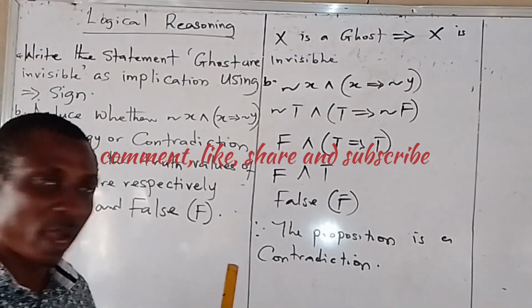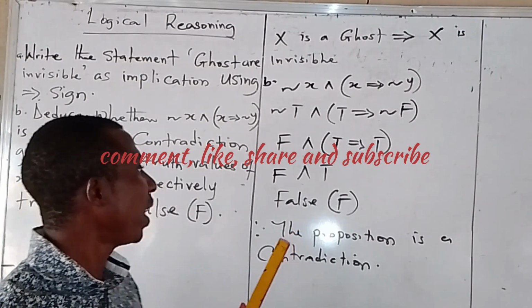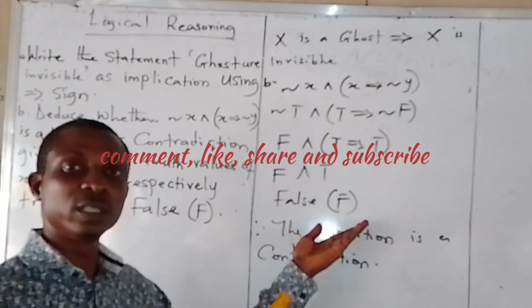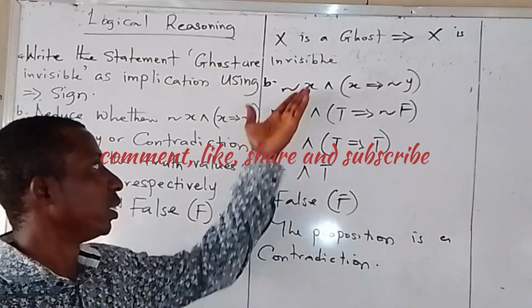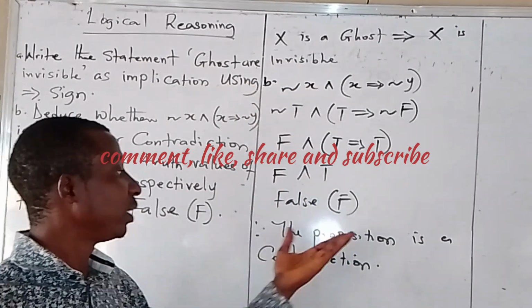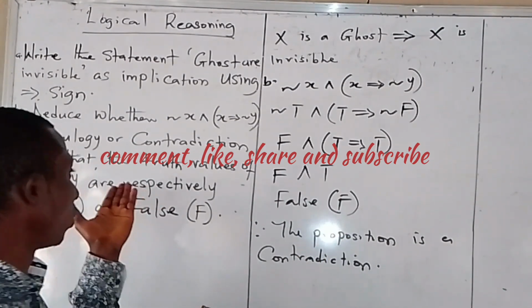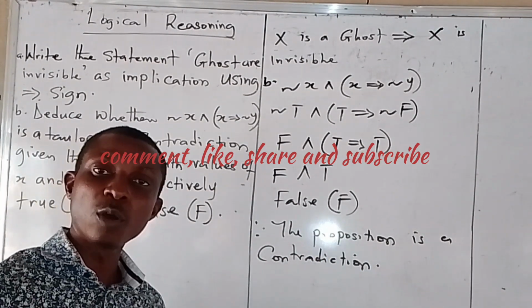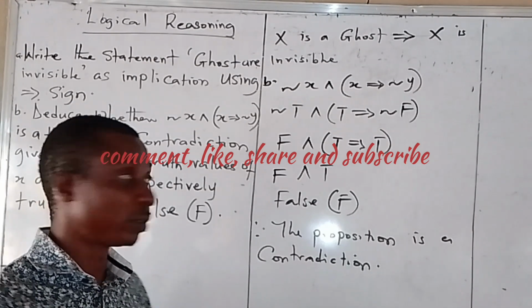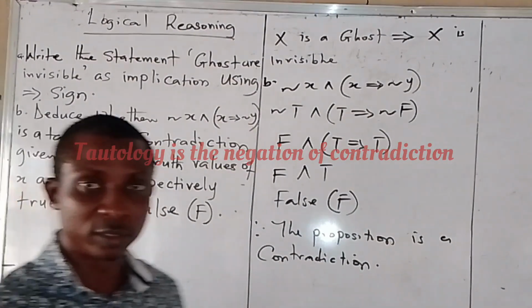Alright, I want to believe you know why it's a contradiction. When your final result is false, that means the proposition is a contradiction. If it is true, it means that it is a tautology. So in other words, tautology is the opposite of contradiction. So that is all about the question.